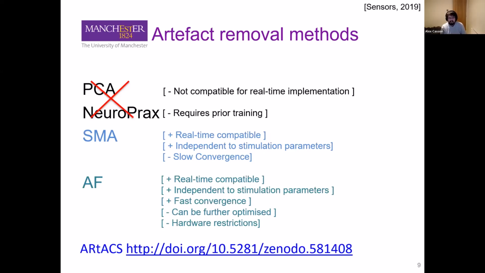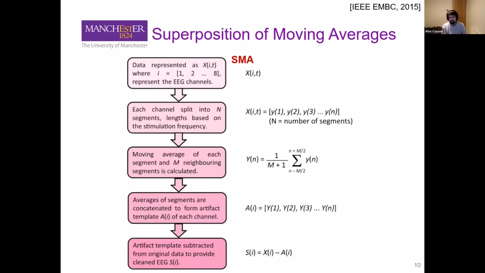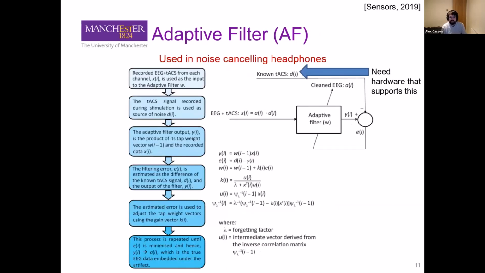And then what we also looked at were adaptive filters. So I won't go through the maths too much. It's in the paper if you particularly want to look at it. But this is a template subtraction method. So you look at a small window of data, use that to build an artifact template, and then subtract it off. For the adaptive filter, well, this is essentially saying it's a parametric situation.